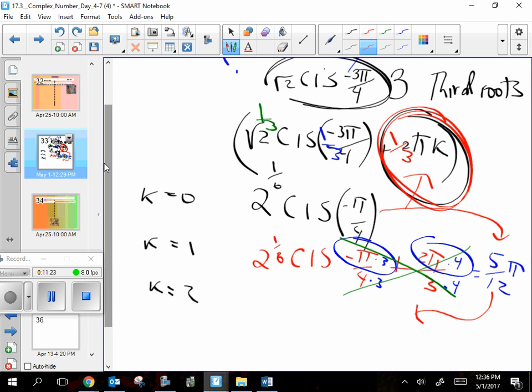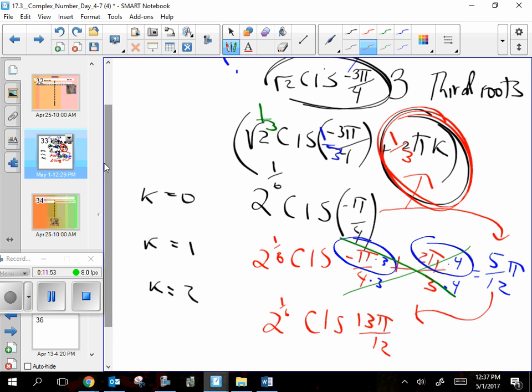It grew by, well, let's change it back to twelfths again. Negative 3 pi over 12 changed into 5 pi over 12, which means it grew by 8 pi over 12. So we can add 8 pi over 12 to the 5 pi over 12, making a total of, 8 and 5 makes what? 13 pi over 12. And it's wrong. Why?